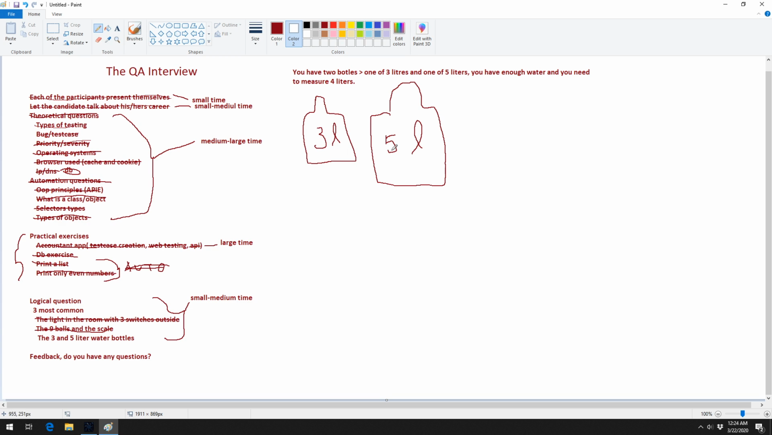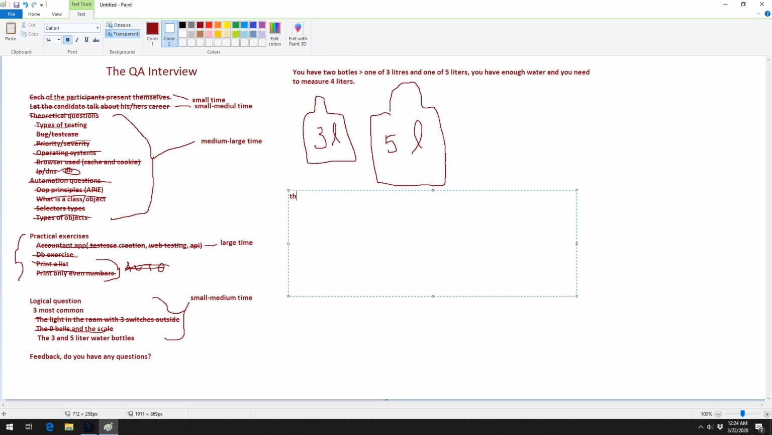Okay, you have the 3 liter, you have the 5 liter, and you need to measure 4 liters. How would you do this? This problem usually has 2 solutions. First, you can use the 3 liter bottle.